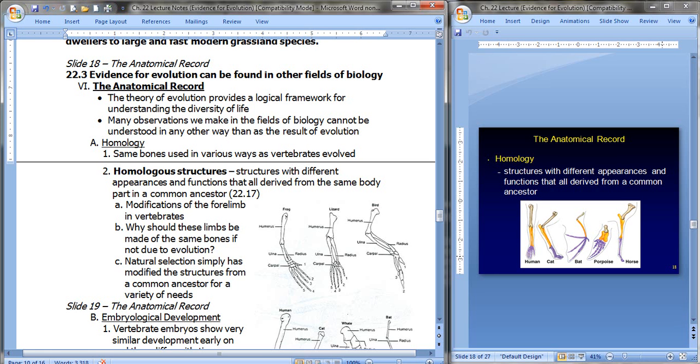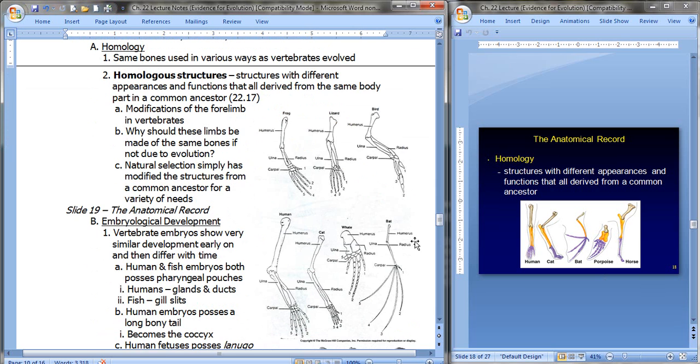the theory of evolution really gives us a very logical framework for the understanding of the diversity of life. Many of the observations we make in fields of biology can't be understood in any other way than as the result of evolution. Let's begin with homology. Basically, this is looking at how the same bones are used in a variety of ways as vertebrates evolved. Consider the idea of homologous structures.